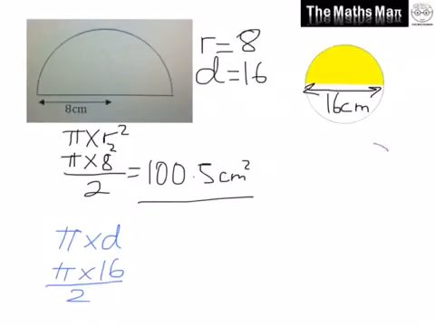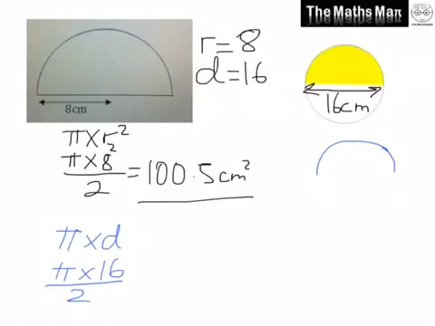So what have we just found out? Well, if we had a full circle, and we found the circumference of the whole circle by doing pi times d, and then we divide it by 2, then in fact, what we have done is find that part of the circumference.